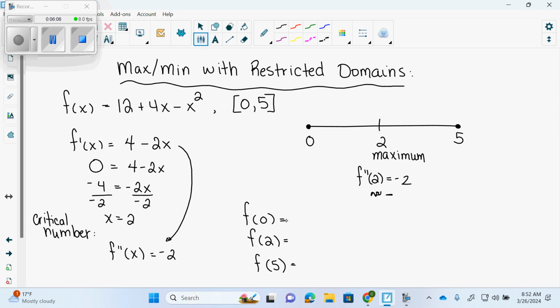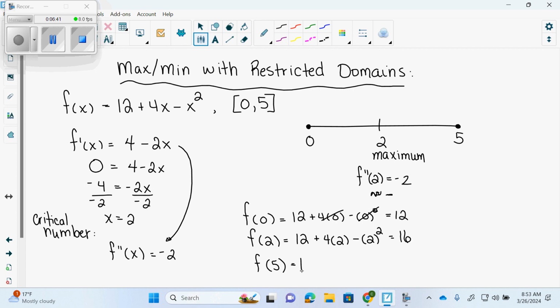Okay, so I plug 0 in, I get 12 plus 4 times 0 minus 0 squared. So it's 12. And that's an endpoint. So it can either be an endpoint or an absolute max or min. That's the only options I have. Then 2, I get 12 plus 4 times 2 minus 2 squared. 12 plus 8 is 16.